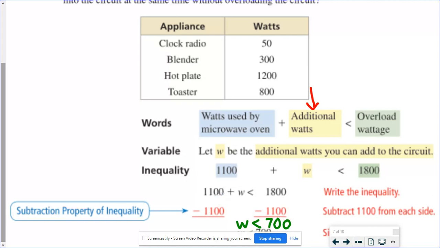So then my next question is, out of these different appliances that are up here, I want to know what else I could still use and not overload my circuit. Well, as long as it's under 700, that'll work. So clock radio, that's only 50, that one's fine. Blender, 300, that one's okay. Hot plate, nope, that's too much. And the toaster is too much.